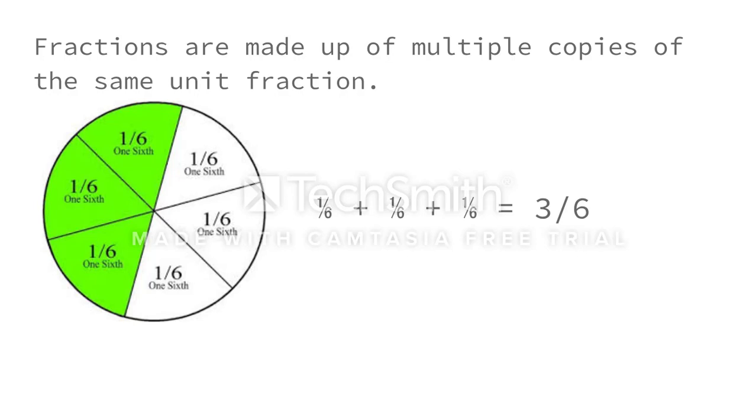Our numerator describes the number of copies of the unit being described. In this model, we want to describe the parts that are shaded. So we have 3 copies of 1/6 shaded. So our numerator is 3. 3/6 of the circle is shaded.